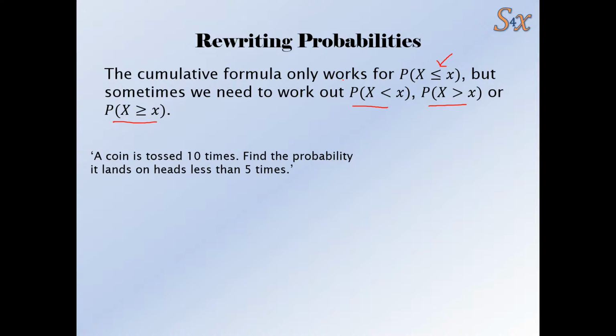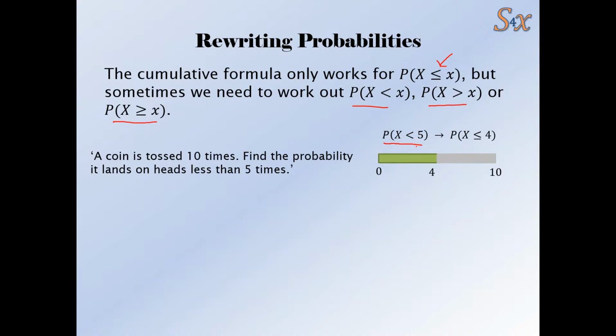A coin is tossed 10 times. Find the probability it lands on heads less than 5 times. What we're asking for there is the probability that X is less than 5. Now that hasn't got a less than or equal to sign, it's got a less than sign, so we need to convert it. This is just an image to give you an idea of how to visualize how we change it.